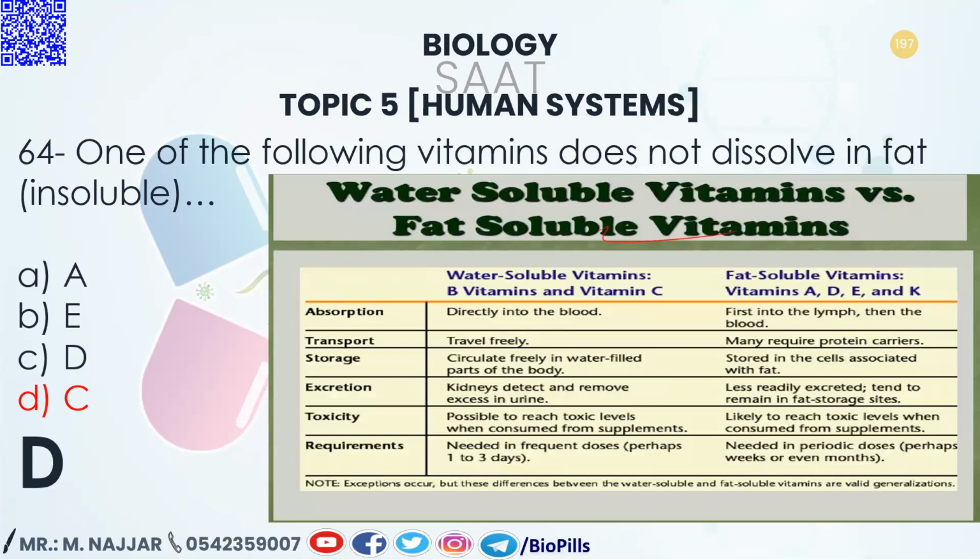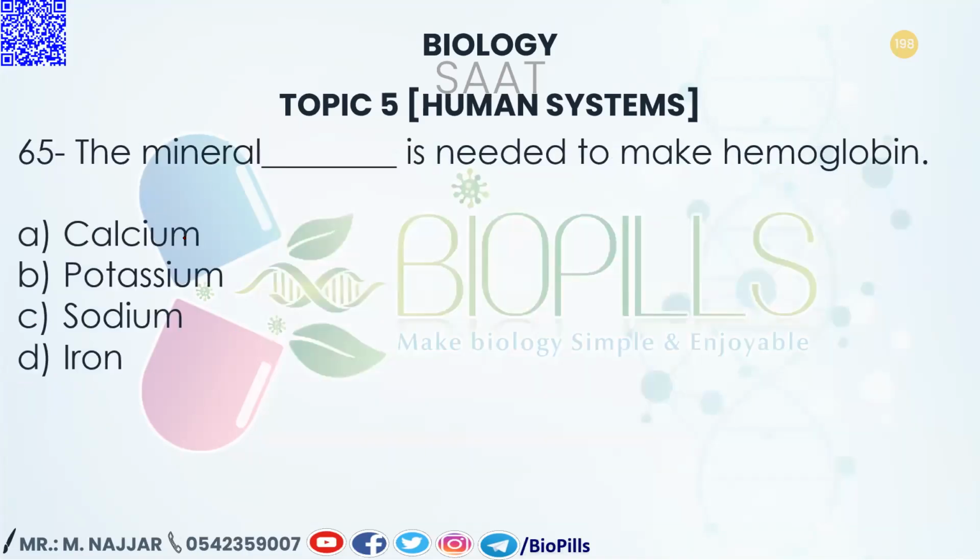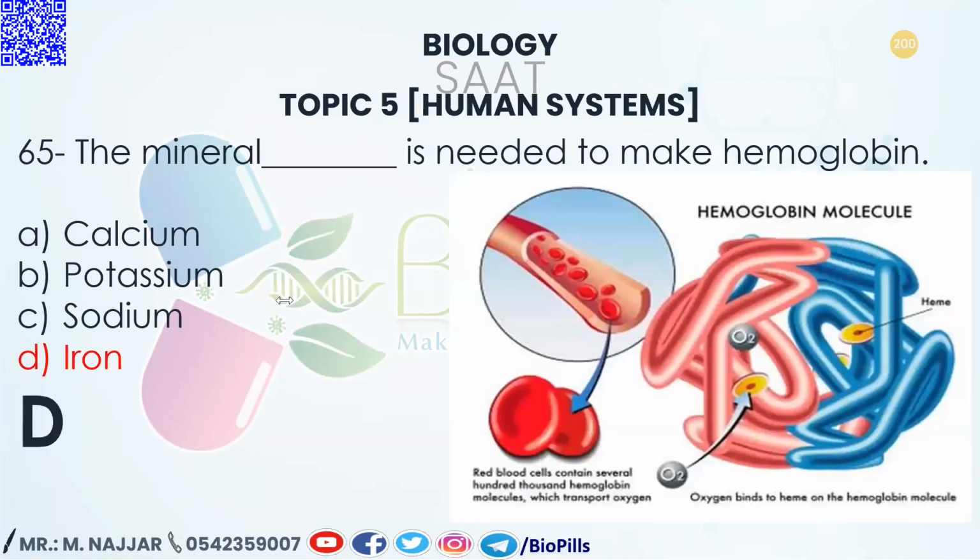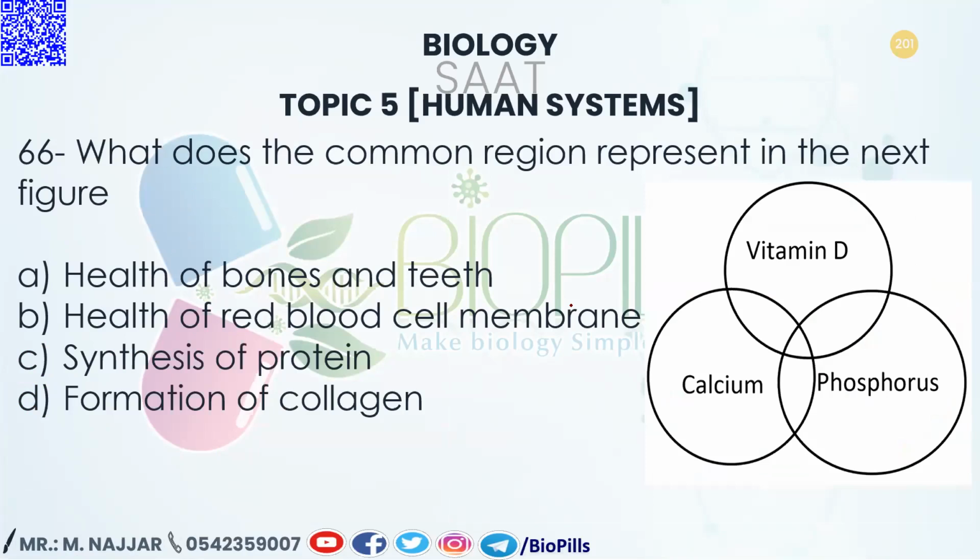Yes, and here is the thing that we did mention. Question number 65. The mineral that is needed to make hemoglobin? Iron is needed. This is the central atom needed for making the subunits, of which we have 4 making up the hemoglobin molecule. Question 66. What does the common region, the intersection, represent in the next figure? Yes, the formation. Actually, the correct answer is A, the health of bones and teeth. Vitamin D, calcium, and phosphorus.